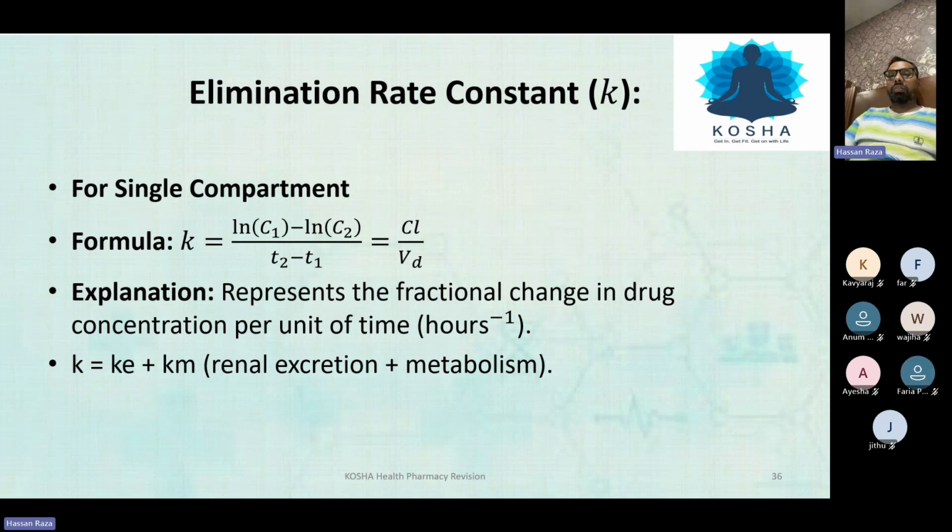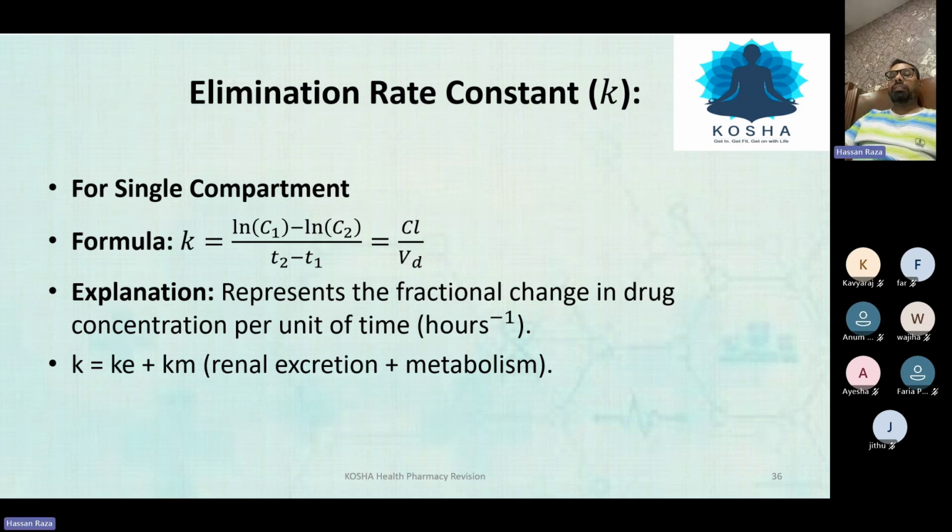Now, what we do for most of the drugs like vancomycin, we usually take two samples. One is the peak sample, the peak level, and the other is the trough sample. I will explain this in later slides as well.